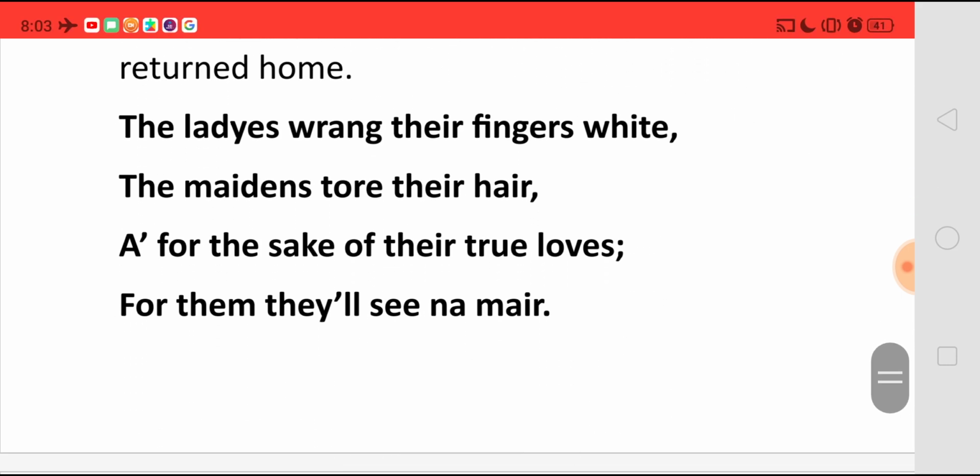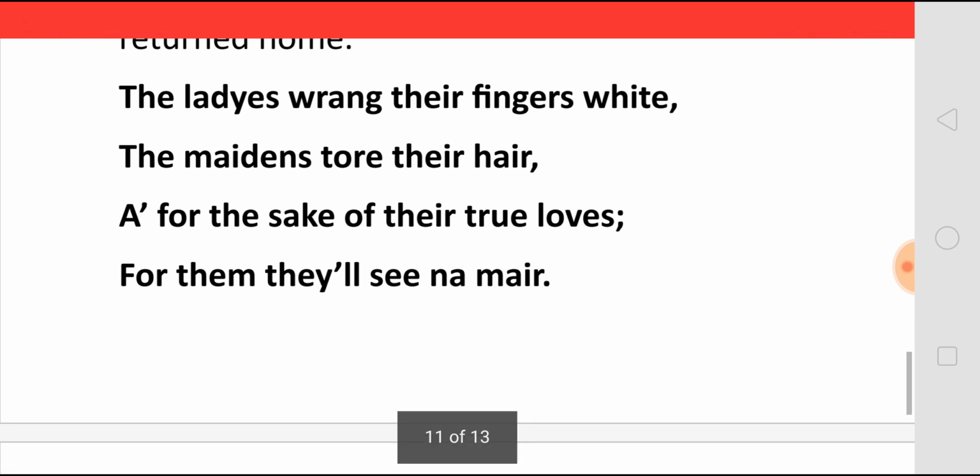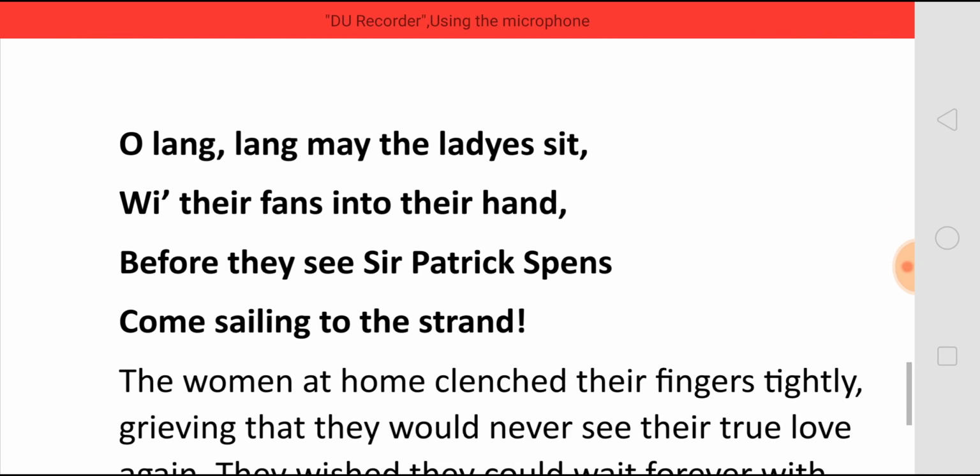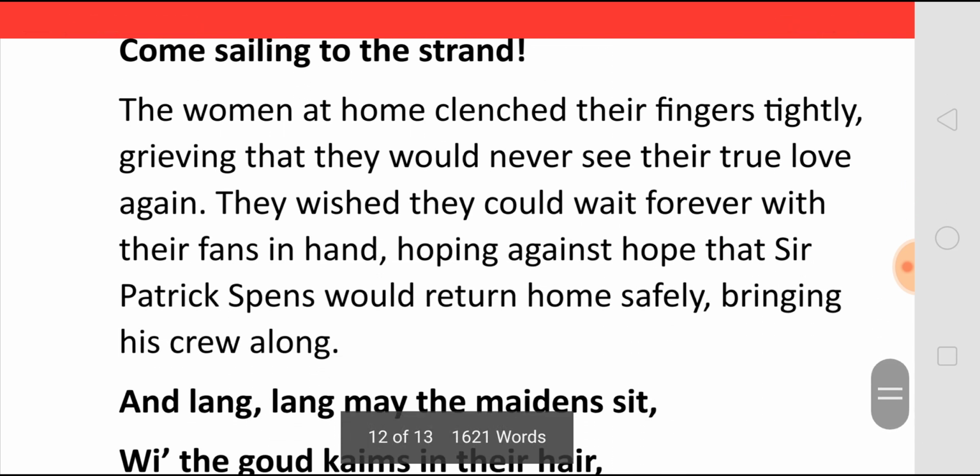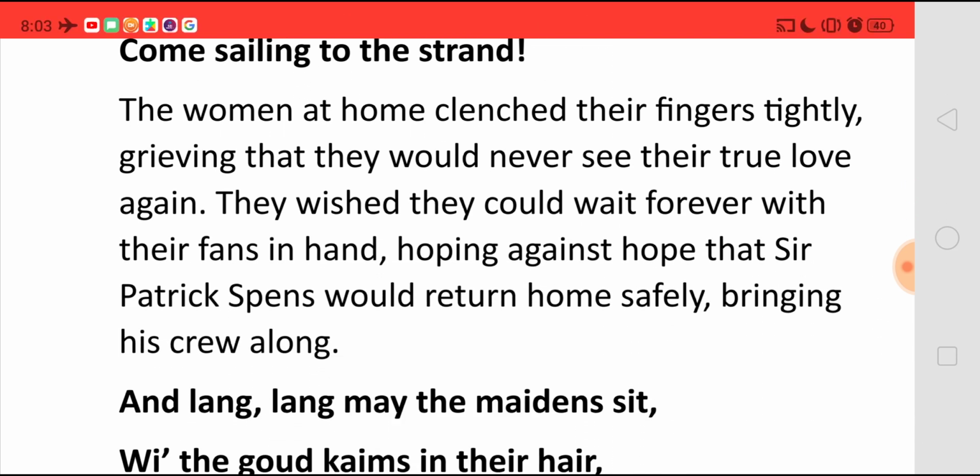"The ladies wrung their fingers white, the maidens tore their hair, and for the sake of their true loves, for them they'll see no more. Oh, long may the ladies sit, with their fans into their hand, before they see Sir Patrick Spens come sailing to the strand." The women at home clenched their fingers tightly, grieving that they would never see their true love again. They wished they could wait forever with their fans in hand, hoping against hope that Sir Patrick Spens would return home safely, bringing his crew along.